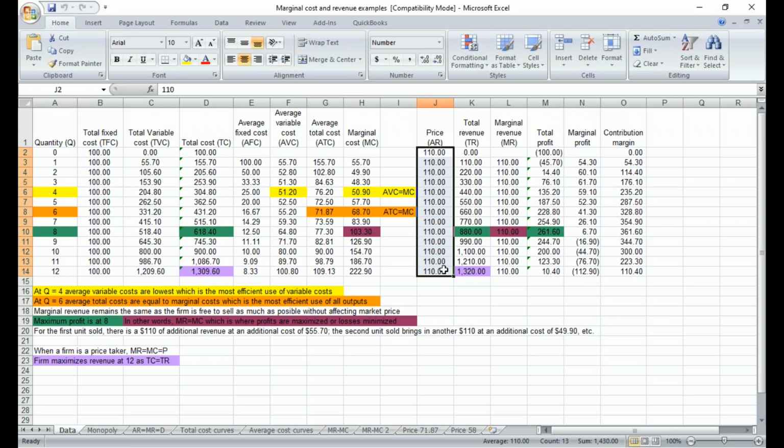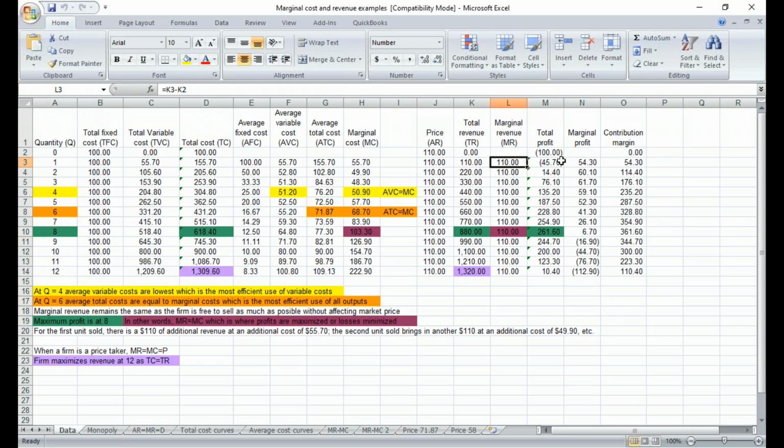Assuming this organization operates in a purely competitive environment, remember, the organization in this environment is a price taker, cannot vary the price no matter how much it makes. So whatever it is that this organization is selling is $110. So the total revenue then is just simply quantity times the price. So 110, 220, 330. So this is increasing at a linear rate.